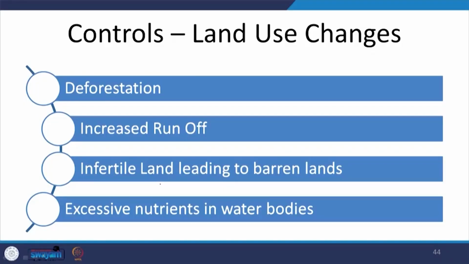Now this runoff water is going to rivers, channels, streams, which are eventually going and meeting the sea somewhere. So we have less and less of potable water getting into the ground. That is further causing the land to become infertile and barren, desertified. And this increased runoff is also leading to excessive nutrients in the water bodies. Now all these we have seen leading to some or the other problems of water bodies.